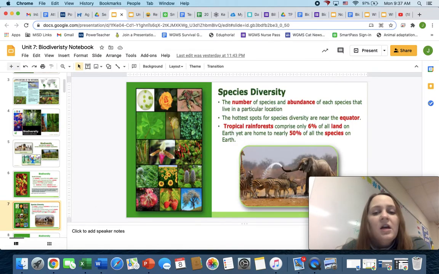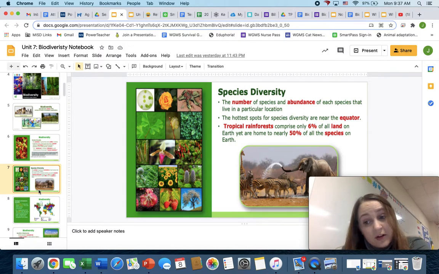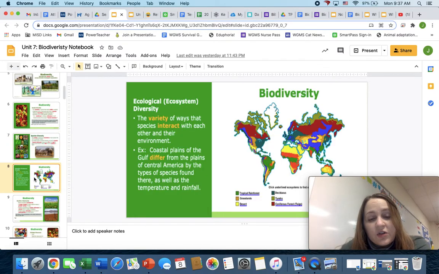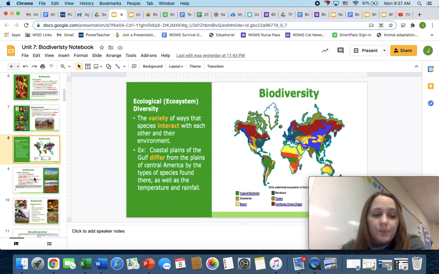We have species diversity, our second one: a variety of the species. Even though they're all the same type of species, there are different types, like our dogs. They all come from the wolf, but as we know, they all look very different. That is species diversity. Ecological diversity is different areas throughout the earth that are different. We have our different biomes. When we come back from spring break, we're going to be doing notes on biomes and a project on biomes. But here's an example, our map.